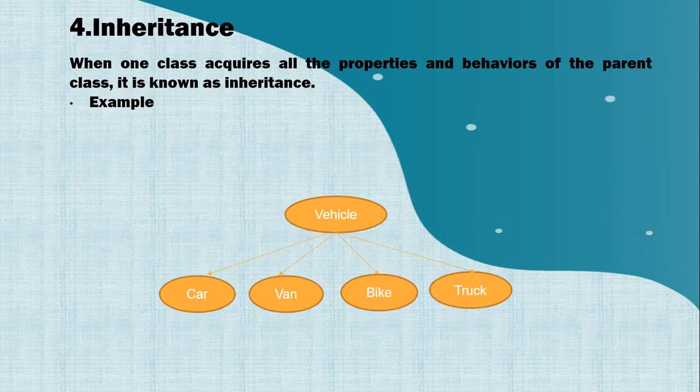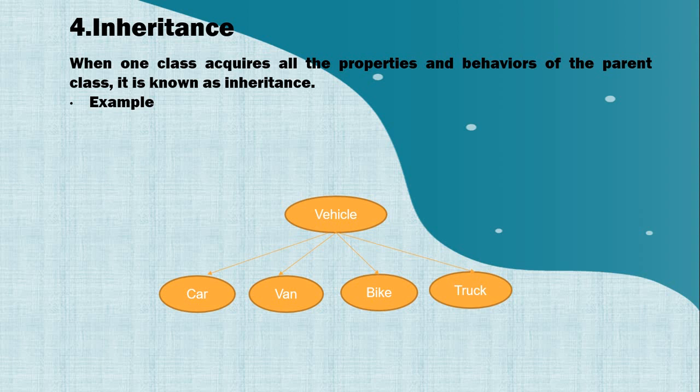Now the next concept is inheritance. What is inheritance? Inheritance is a process of defining a new class, called the derived class, from an existing class, called the base class. When one class acquires all the properties and behaviors of the parent class, it is known as inheritance. Here the derived class will inherit all the properties and behavior of the base class. Just an example, if we consider a vehicle.